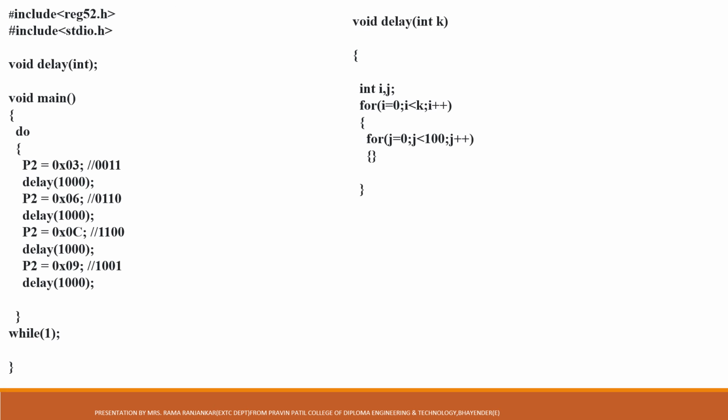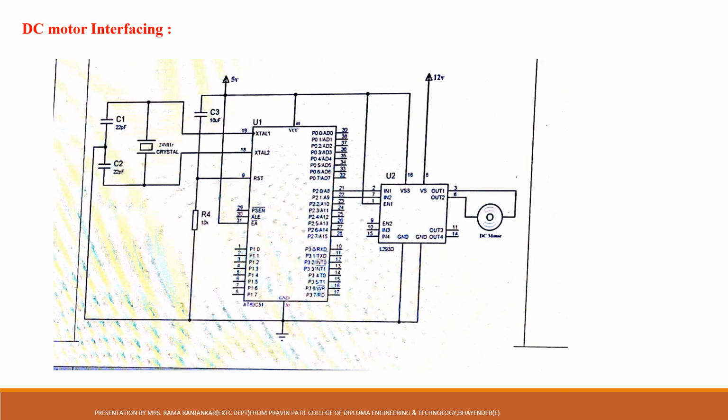In this way you can rotate the motor in clockwise direction. Suppose you want to rotate anti-clockwise, you can change the sequence so that the motor rotates anti-clockwise. Let's see the interfacing diagram of DC motor.